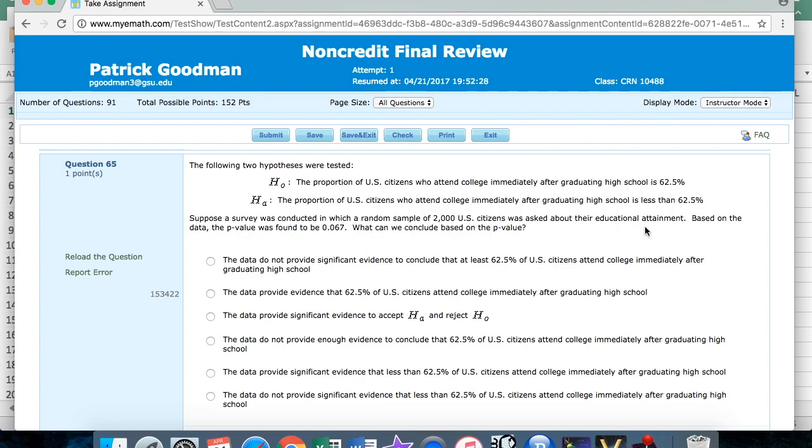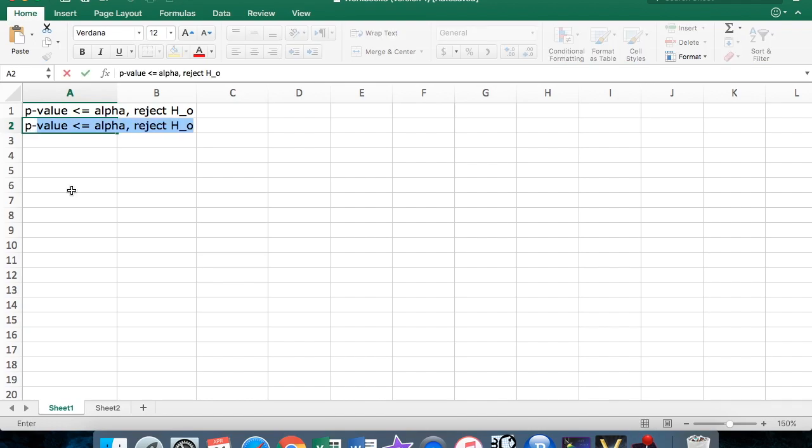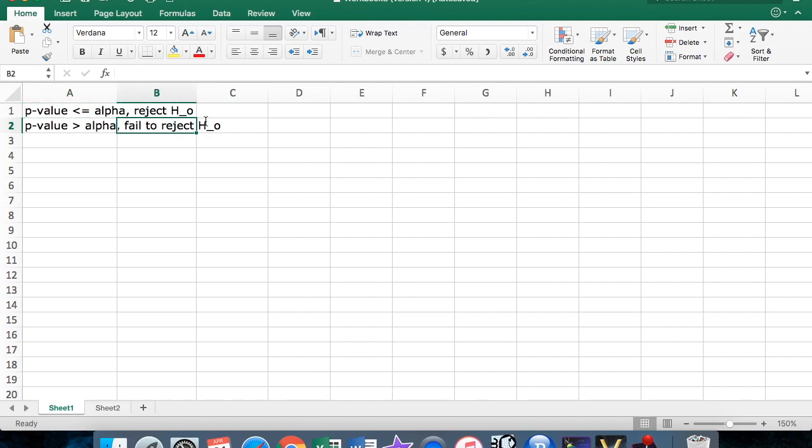So let's say we took some kind of a survey and they found the p-value was 0.067. So remember, your procedure for whether you reject the null hypothesis or fail to reject it depends entirely on your p-value and alpha. If your p-value is less than or equal to alpha, you reject the null hypothesis. You reject H sub 0. If your p-value is greater than alpha, you fail to reject. Emphasis on the fail. You don't accept the H0 because it's technically not true. So do not accept your null hypothesis. You fail to reject it. Alright? So if the p-value is less than or equal to alpha, reject the null hypothesis. If the p-value is greater than alpha, fail to reject the null hypothesis.